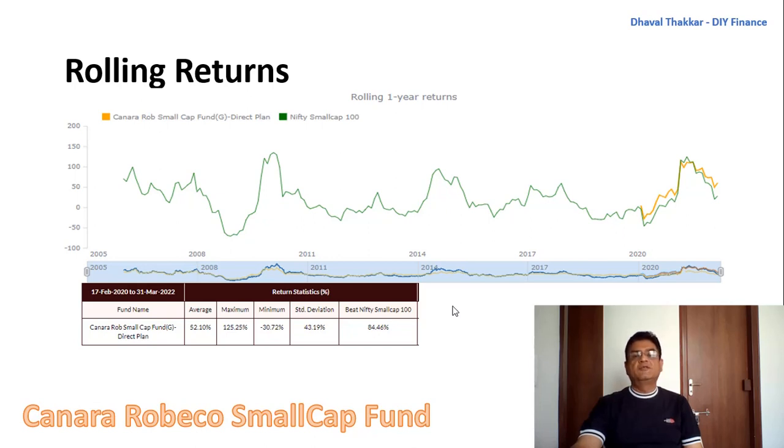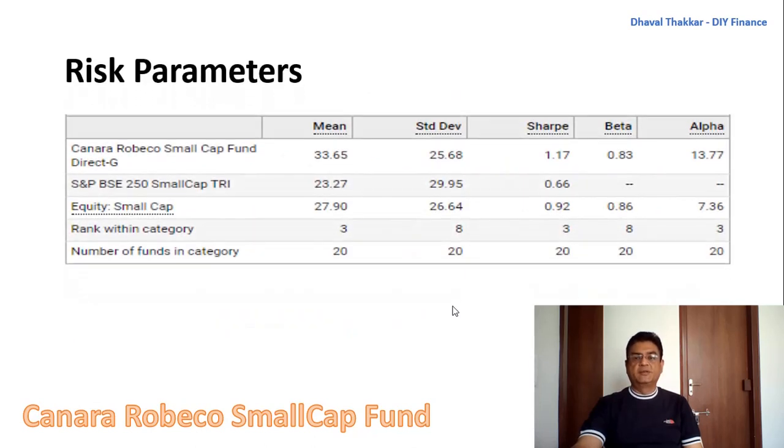Now let's see the fund performance on risk parameters. Here we compare the parameters with the benchmark index and category average. The first one, mean returns, that is the average return in a year, which is 33.65 and is more than both the category average and the benchmark. Here the higher the value is better.